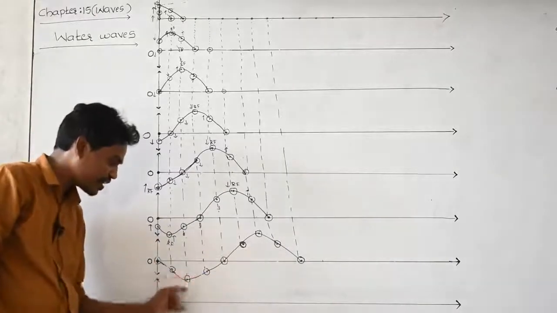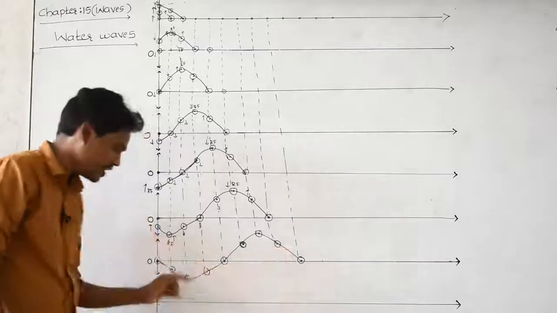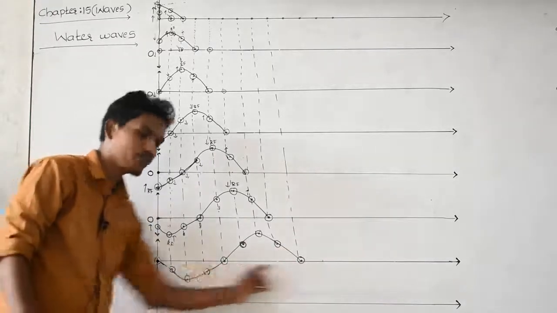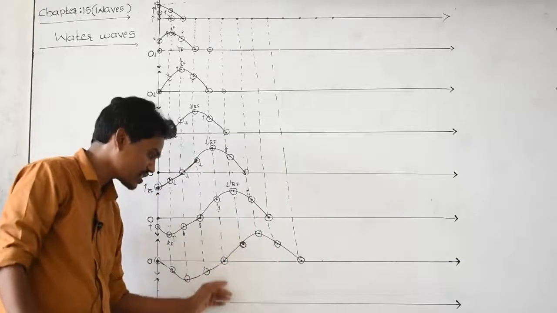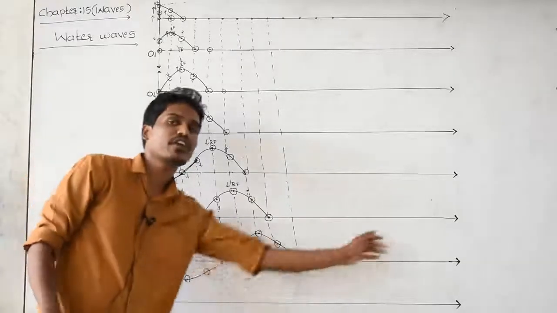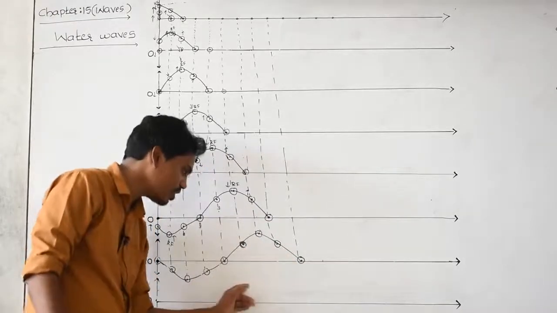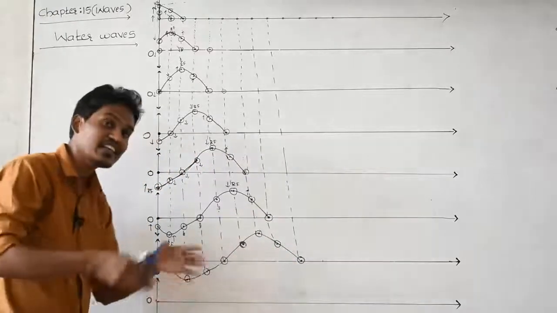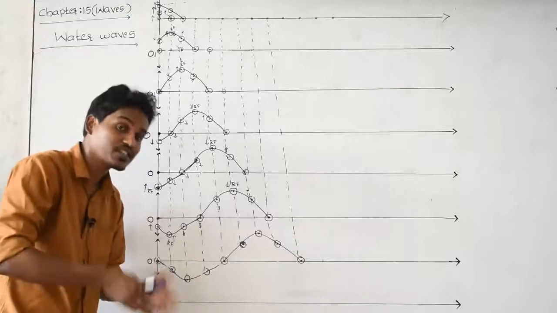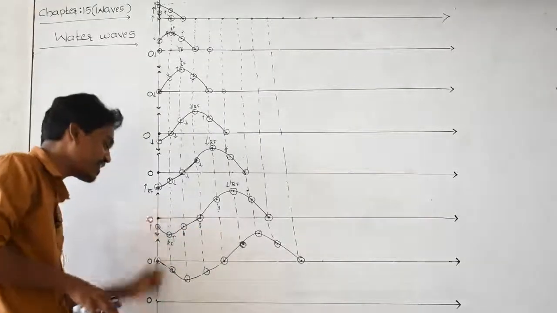It is vibrating here only, it is not moving forward. This particle is present here only, this particle is not moving forward, it is vibrating just here only. All the particles in their original place, original point, they are vibrating there.